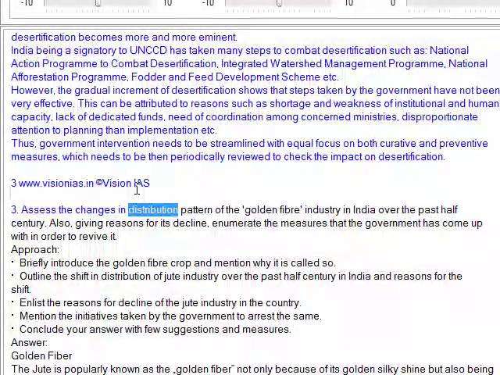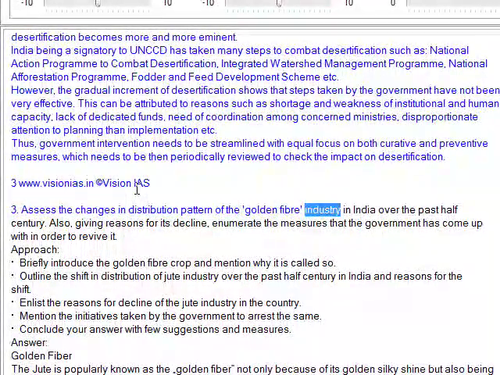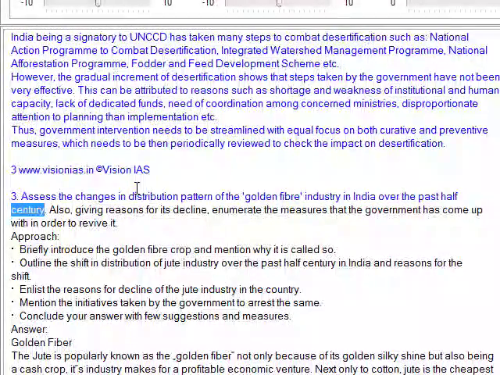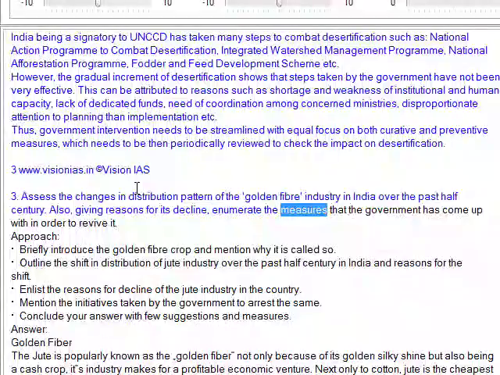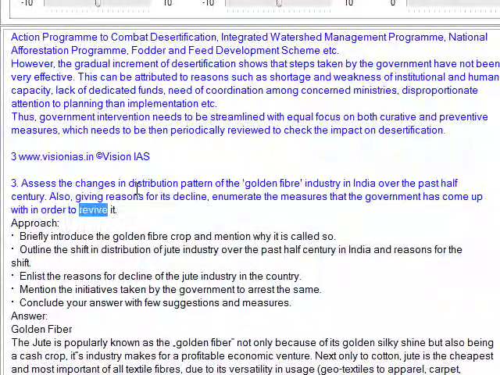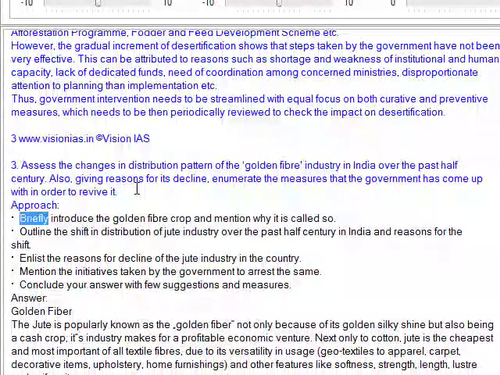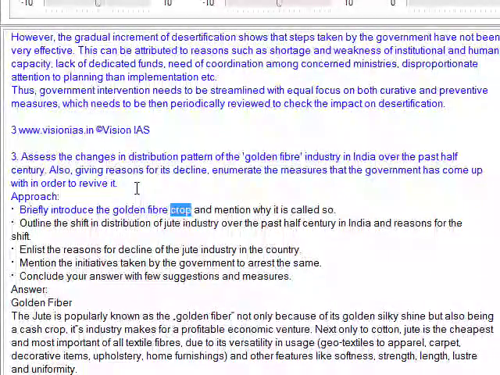Assess the changes in distribution pattern of the golden fiber industry in India over the past half-century. Also, giving reasons for its decline, enumerate the measures that the government has come up with in order to revive it. Approach: briefly introduce the golden fiber crop and mention why it is called so.